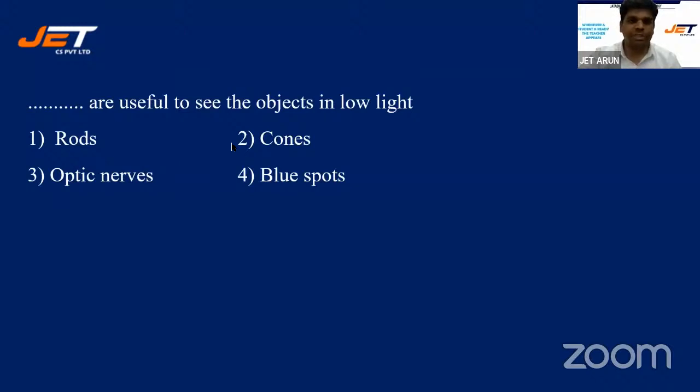Dash are useful to see the objects in low light. Rods, optic nerves, blue spots, cones. Rods, cones, optic nerves, blue spots. Okay, Agnivesh has a confusion. That's okay. But correct yourself. Till then, I'll just look into the names who are not answering.